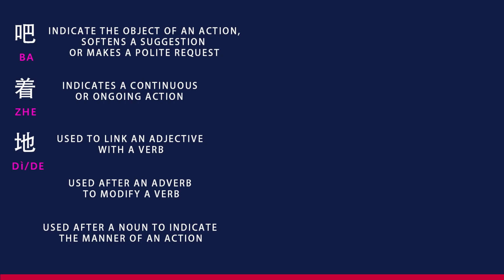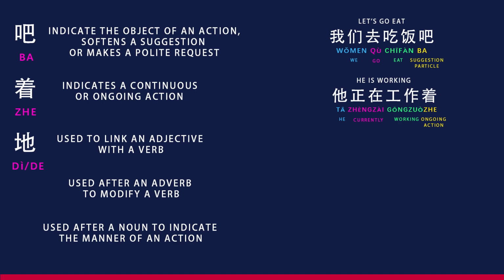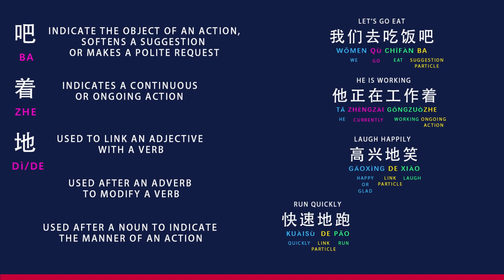Let's explore each of these particles and understand how they contribute to the nuances of the Chinese language by looking at some easy examples. Let's go eat. 我们去吃饭吧. He is working. 他正在工作着. Laugh happily. 高兴地笑. Run quickly. 快速地跑. Work with heart. 用心地工作.